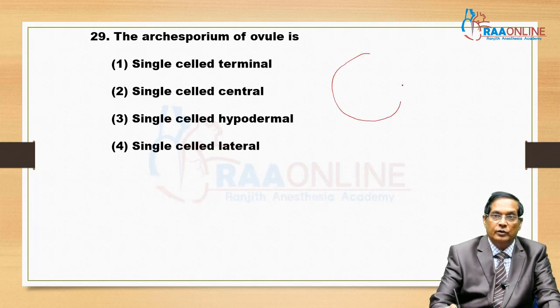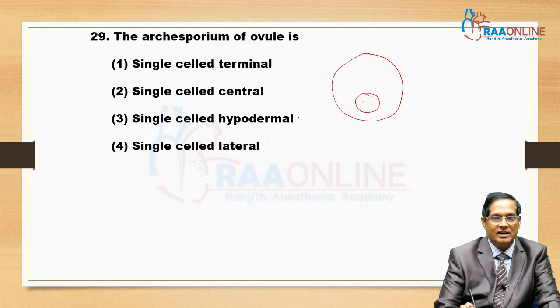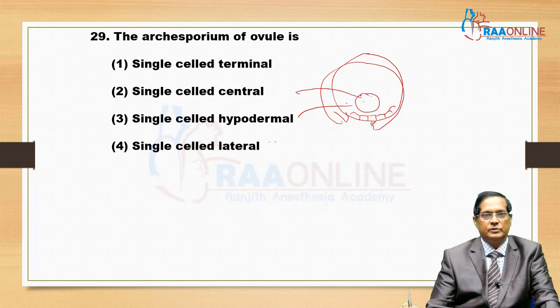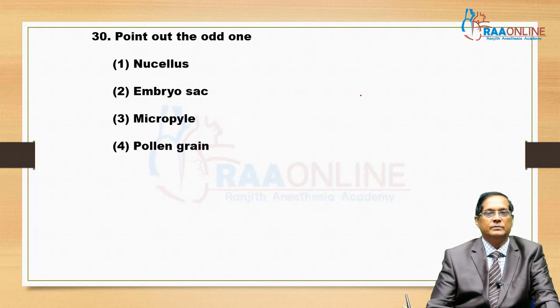In the ovule, there is only one single archesporial cell. It is single-celled and hypodermal. This is the epidermis of nucellus, and these are the integuments. This is the archesporial cell. Now the next one, point out the odd.